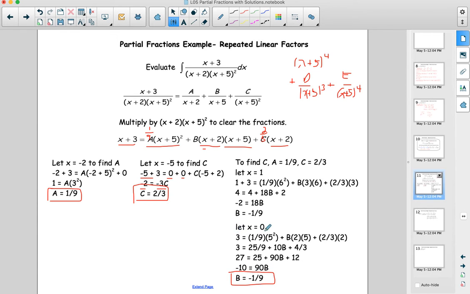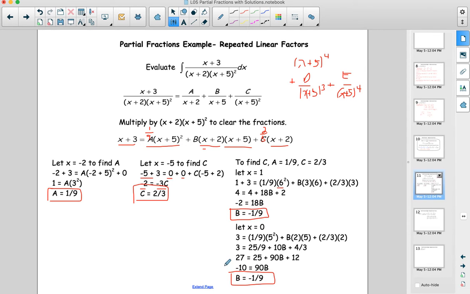So usually I use 0, but what I decided to do instead was to plug in 1, because when you plugged in 1, everything cleaned up nicely. I ended up with 4 here, 1/9, that became 6 squared. This becomes 3, that becomes 6. And that becomes 3, and everything is just going to divide out nicely. 36/9 becomes 4, that becomes 18b, that becomes 2. And then I got to negative 2 is 18b, so b is negative 1/9.